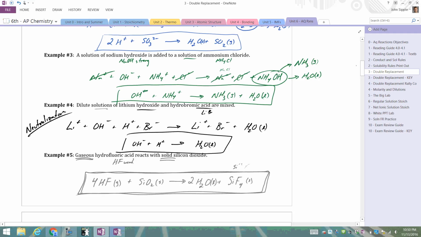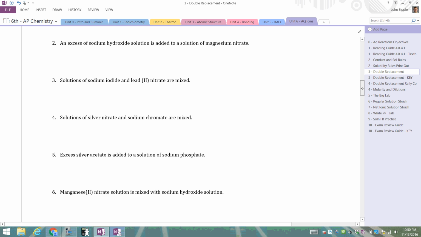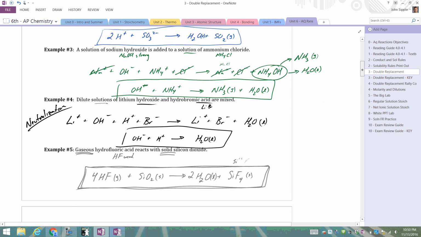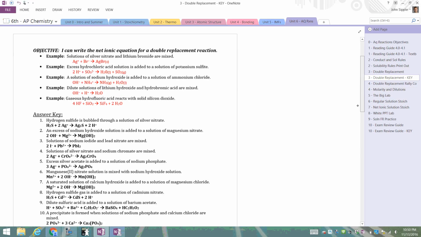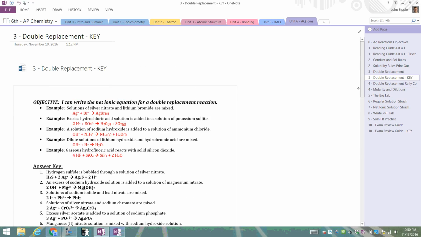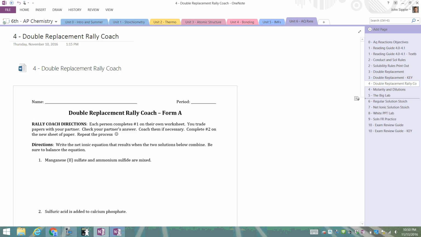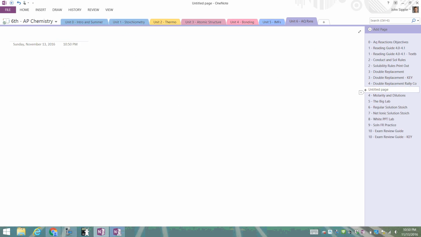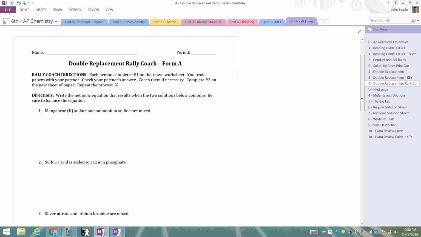So we have plenty more here for you to practice. We want to go through some of those and practice them. On the next page, we have the keys for all of these reactions. So there they are, and you want to practice these. I do have a double replacement reality coach that you guys can work through with one another.